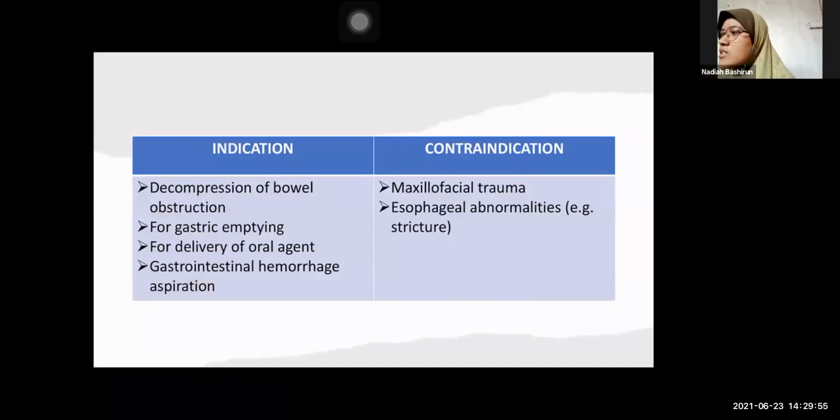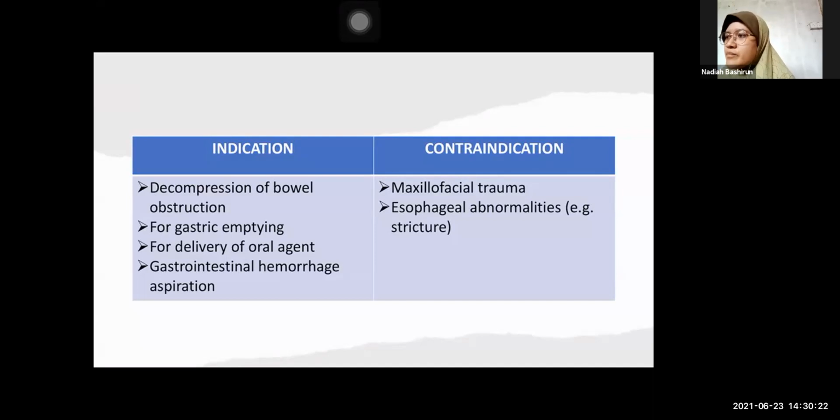So the indications for the NG tube are to decompress if there is bowel obstruction, for gastric emptying, for delivery of oral agents, either medication or nutrition, and for gastrointestinal hemorrhage aspiration. The contraindications for NG tube insertion are maxillofacial trauma or esophageal abnormality such as strictures.